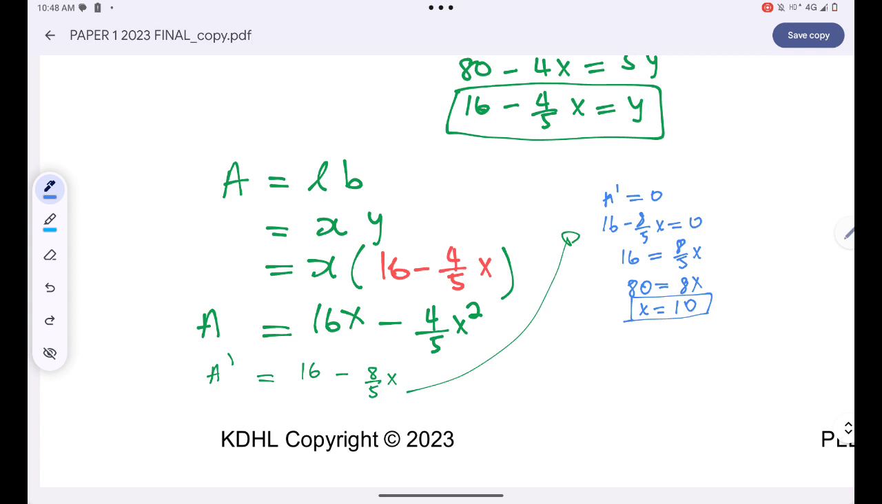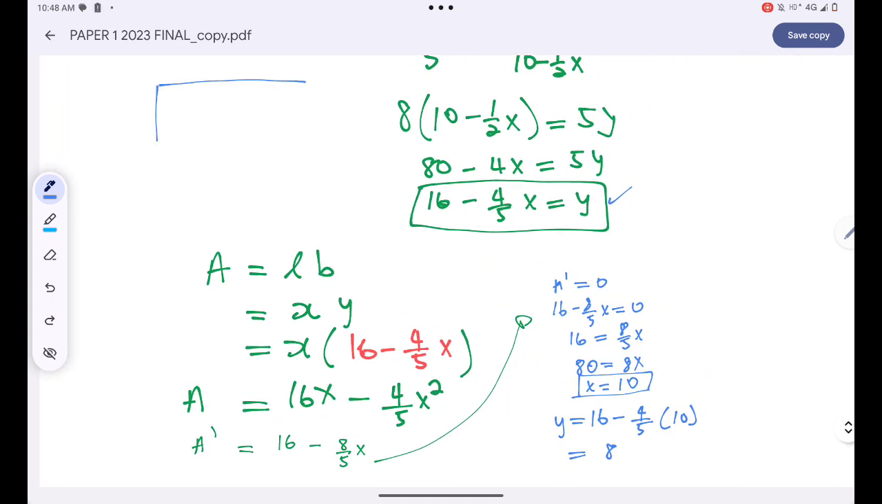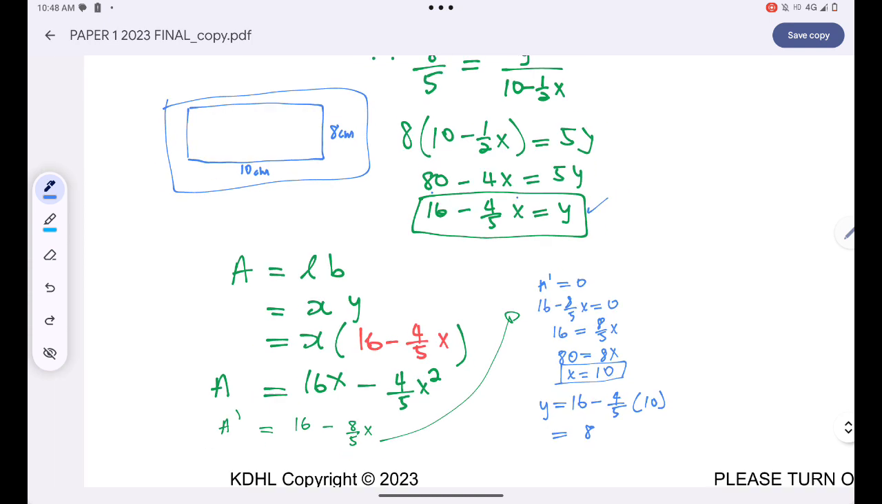After finding x, I can use this equation over there to find the value of y. So y is equal to 16 minus 4/5 multiplied by x, and this will give me 8. So the dimensions of the rectangle that will have a maximum area are 8 centimeters and 10 centimeters. This is how, guys, we're supposed to tackle that question over there.